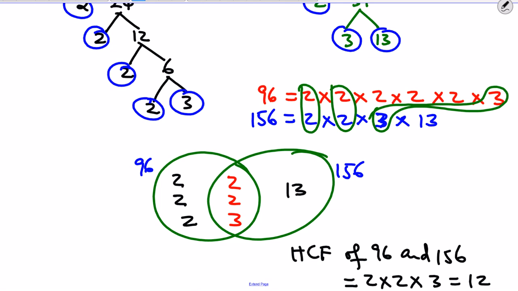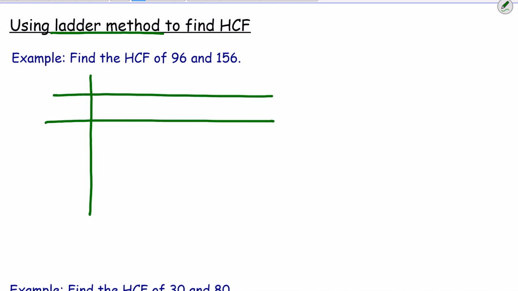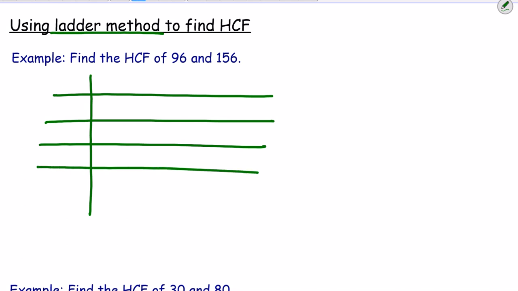Now, I'm going to look at another method on how to find the highest common factor. It's called the ladder method. If you want to use the ladder method to find the highest common factor, the first step is, of course, drawing the ladder itself. So we'll start by drawing the ladder. Right there, 96 and 156.